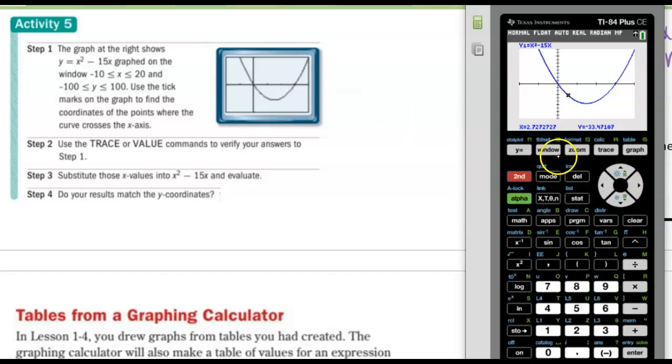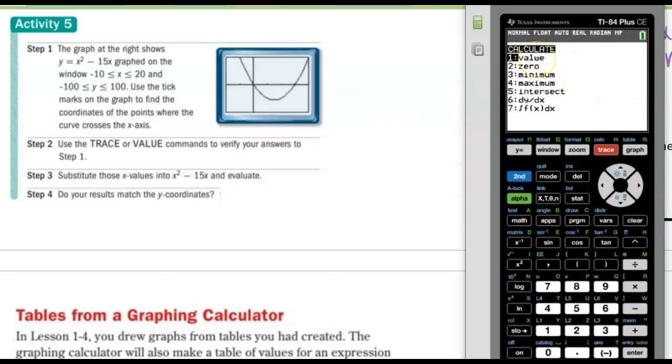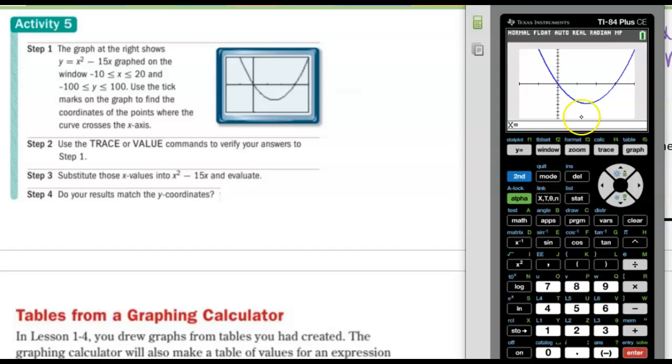The other place that we can find those coordinate points, besides tracing them, is if we go second calc value. This is the other one that your calculator is telling you about. And you could plug in, hey, it looks like it's going to be at 0, is it? Sure enough, y is 0 and x is 0.